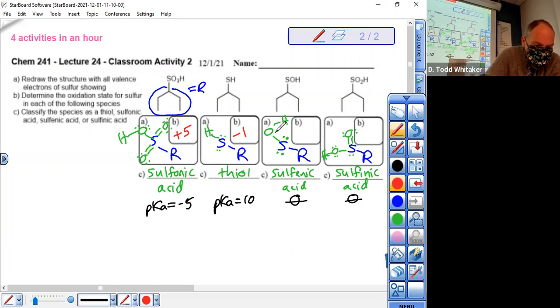Bond to a more electronegative O, just one of them, +1. And 3 bonds to more electronegative O, and the last one, plus 3.